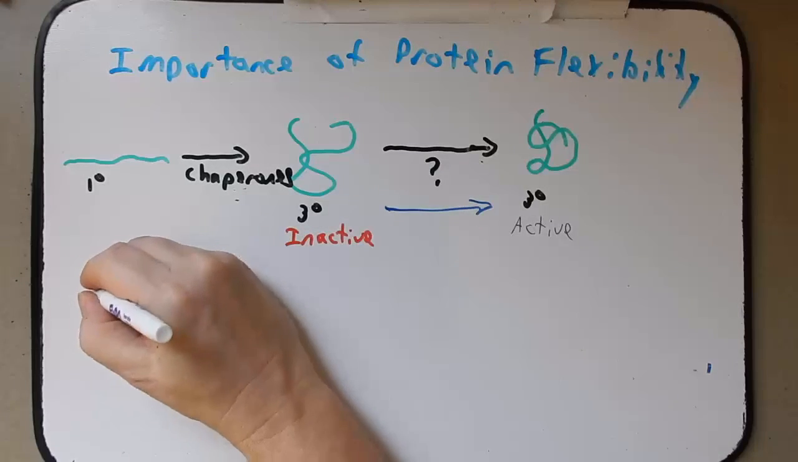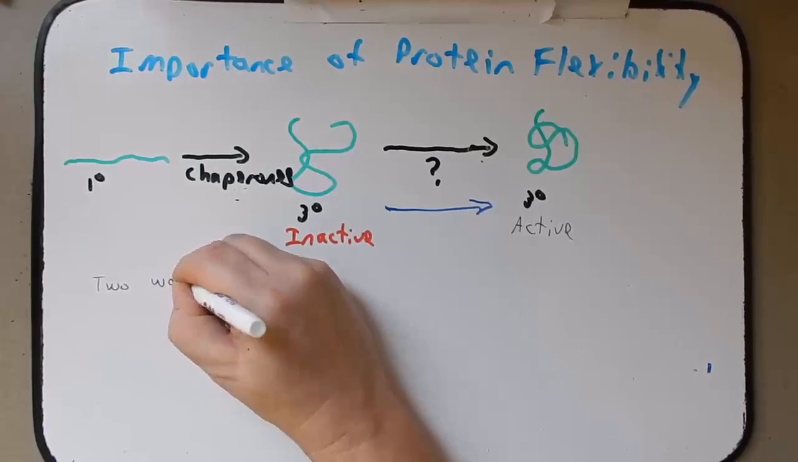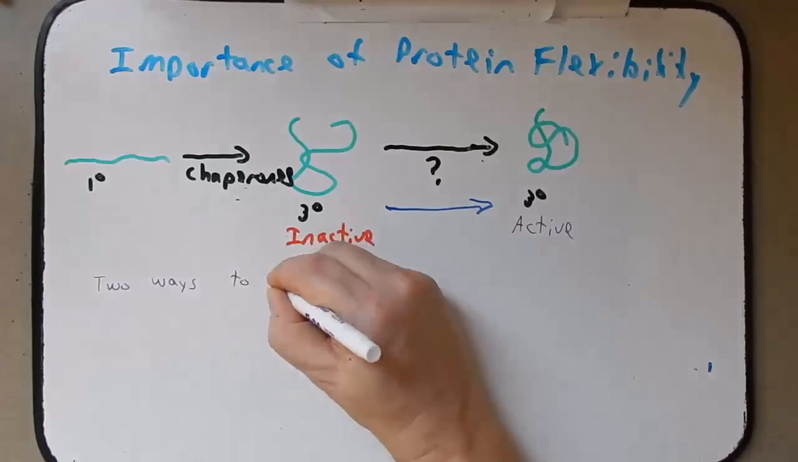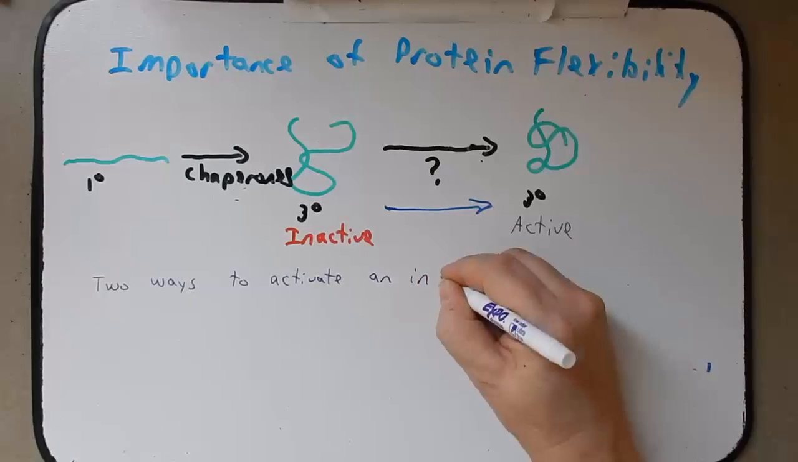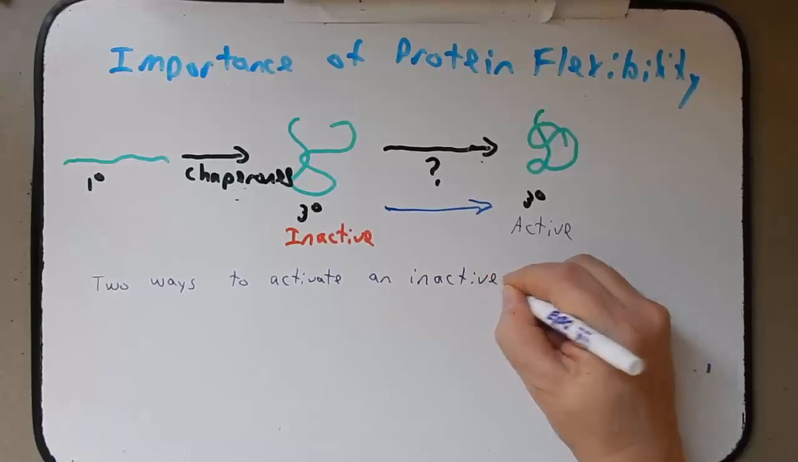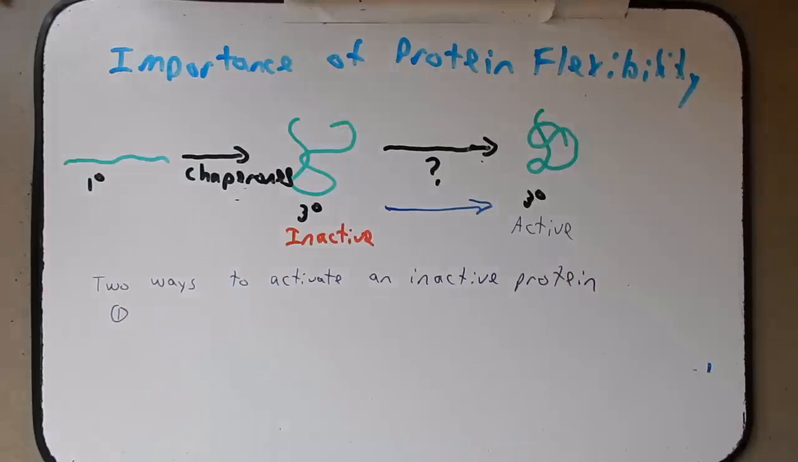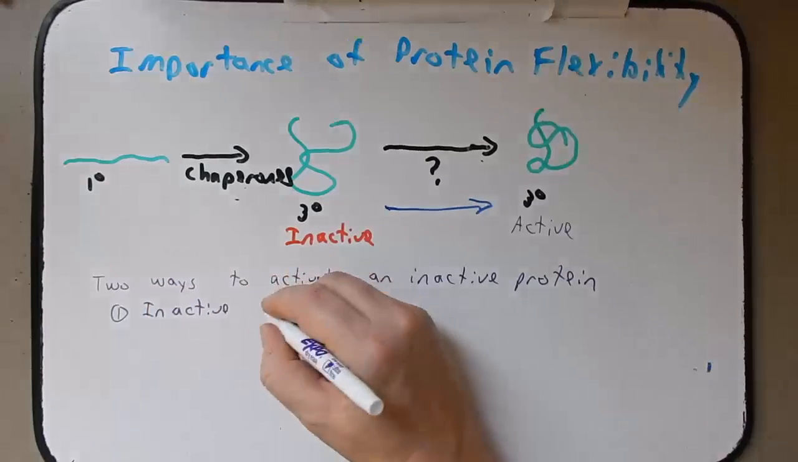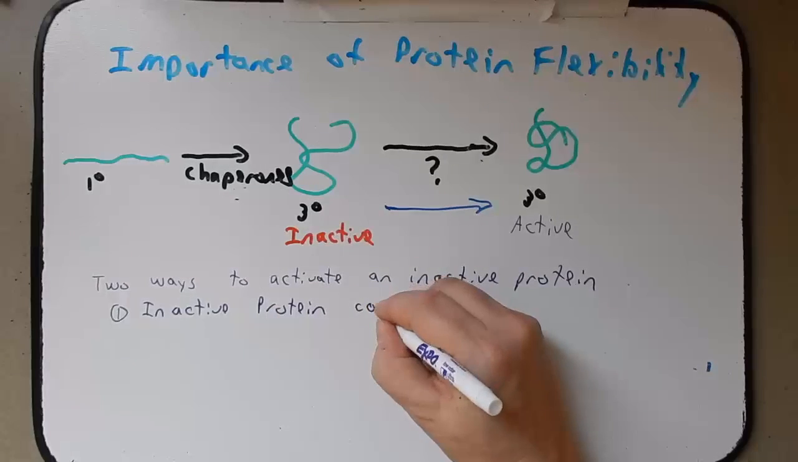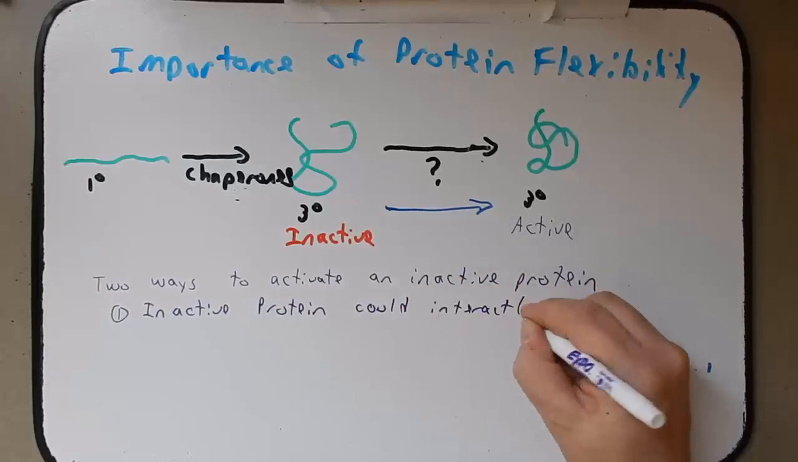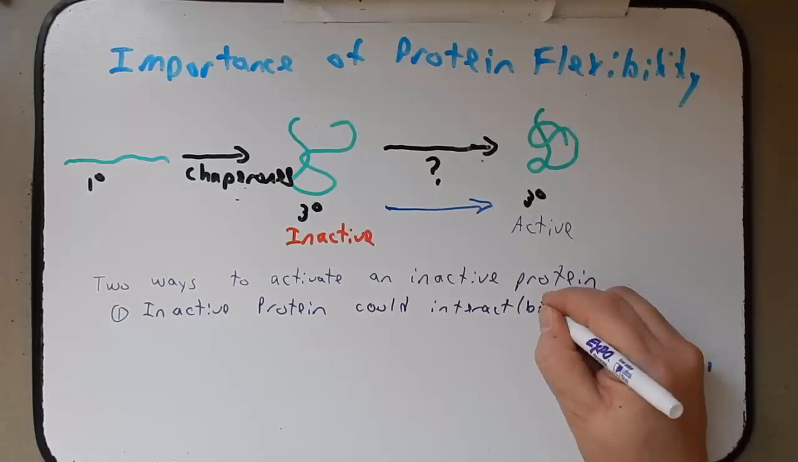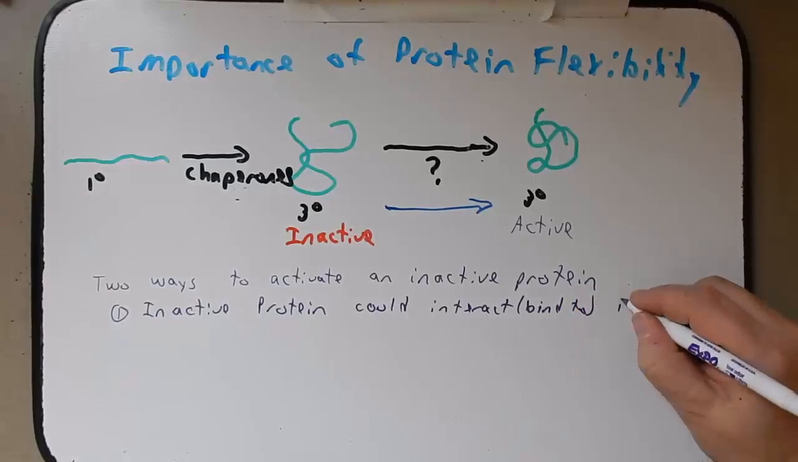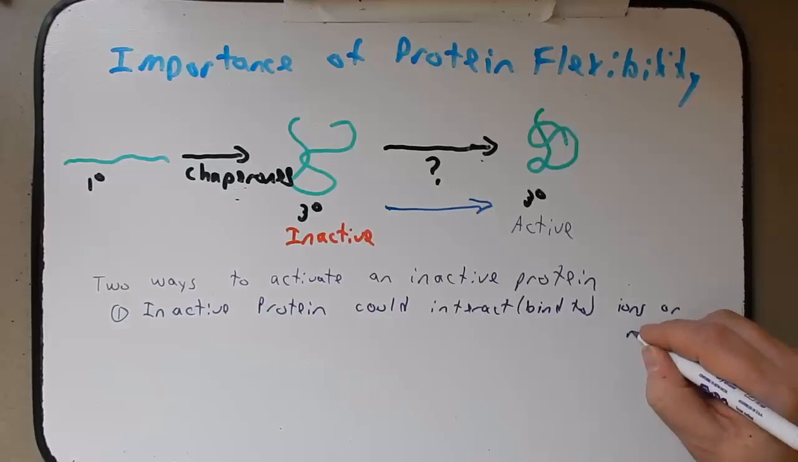We can think of two ways to activate an inactive protein. The first is that the inactive protein could interact, or you might say bind to, various ions or molecules.